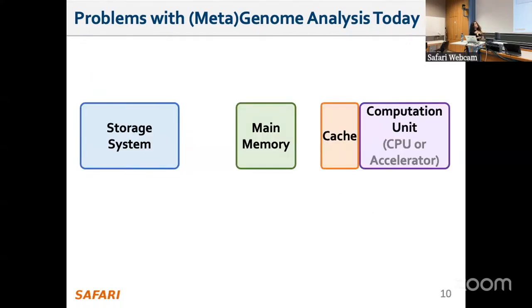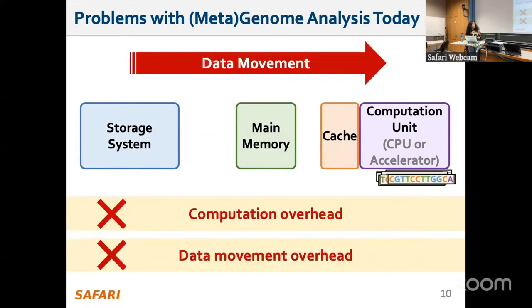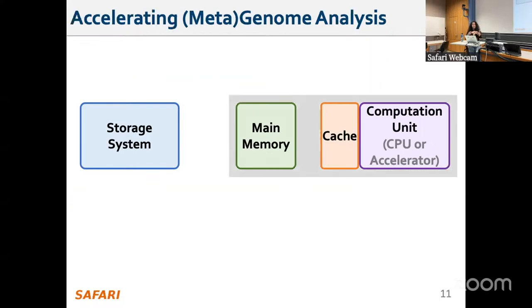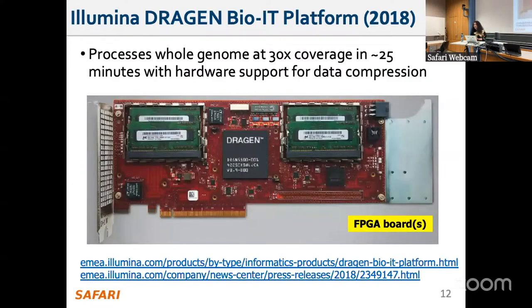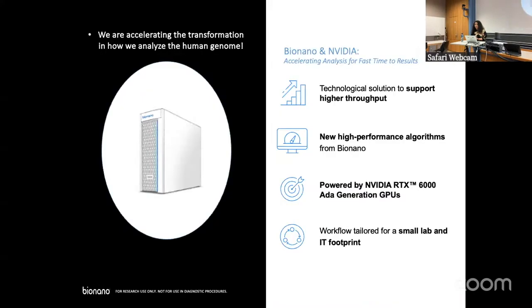This is a very simplistic view of systems today: storage system, memory, caches, and computation units. Due to the importance of metagenomics and genomics, there has been a lot of effort into accelerating them. All this data needs to come from the storage system to memory to caches and computation units. Therefore, it incurs computation overhead and also data movement overhead from the storage system. As we discussed, a lot of effort has gone into accelerating these things by developing efficient heuristics and efficient filters to filter out the data that does not need to be analyzed using expensive computation or different accelerators. A lot of attention has also come from industry.